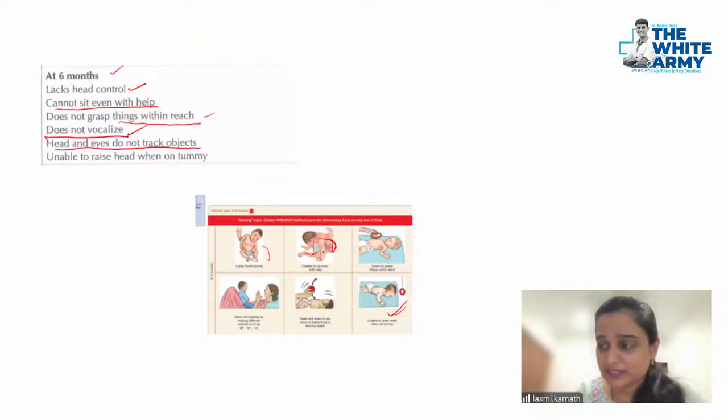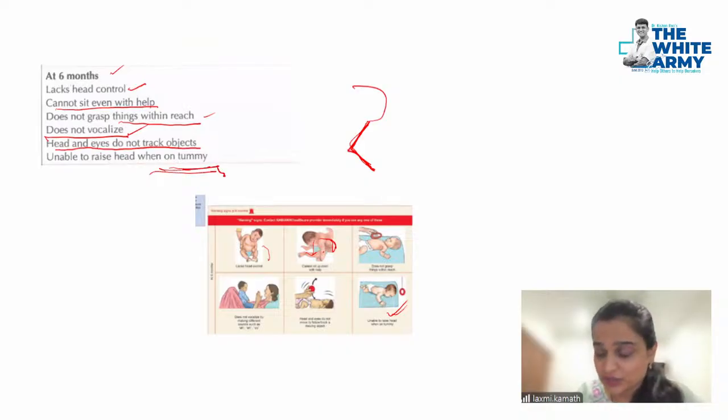And at 6 months, rolling over should start. So when you put a child on the tummy, at 6 months, the child will start bearing weight on the elbows and in fact on the palms. So the child will lift his head. If this doesn't happen, then also it is a red flag sign.